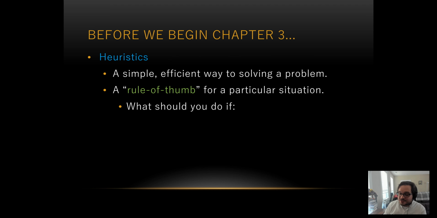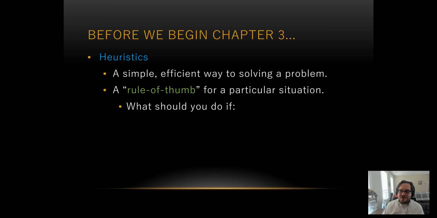To make predictions, there's a very basic concept taken from mathematics and from computer science, largely, called heuristics. I think before I set you loose on chapter 3 and all the biology that I want you to learn, it's important to introduce what a heuristic is. It's a simple, efficient way of solving a problem. Very commonly, you might refer to it as a rule of thumb. That is, what do you tend to do in a particular situation?